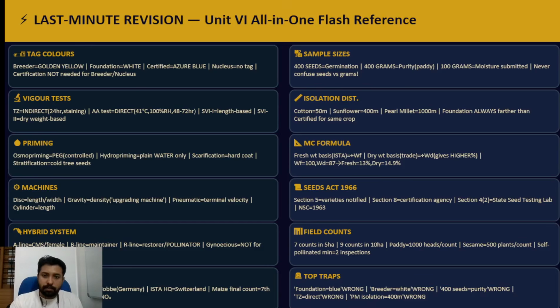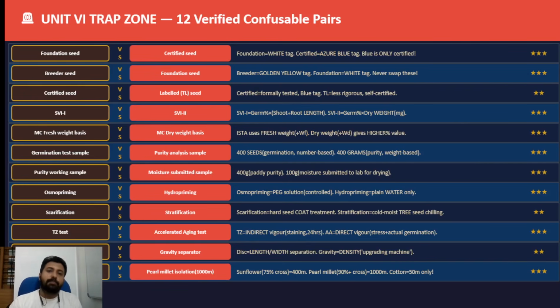Then yeah, these are the usually asked comparison type of questions. You should be very clear with them. As we already discussed all these things, this is just to give you an outlook of how questions come in the exam. The difference between foundation seed and certified seeds: what are all the differences, who maintains it, what is the color of the tag, those things are very important. What is the purity percentage? Okay, then foundation seed, likewise all the classes of seeds.